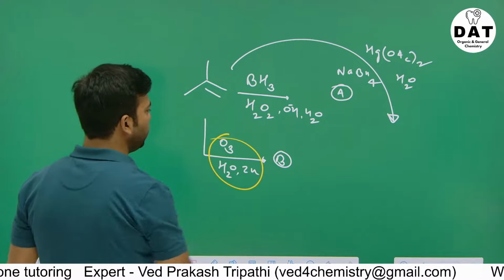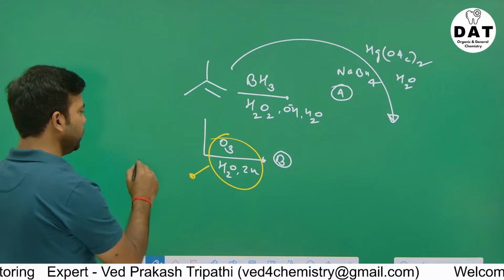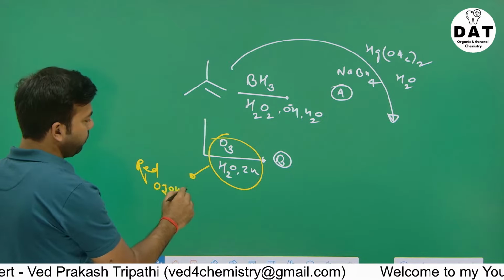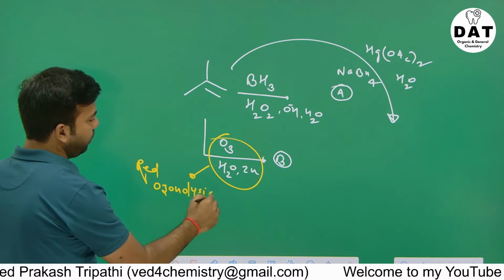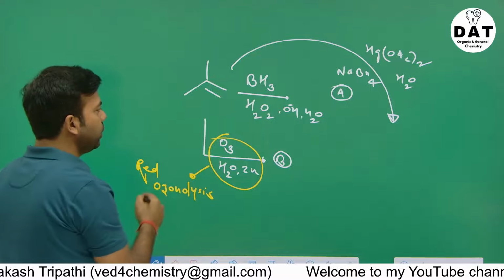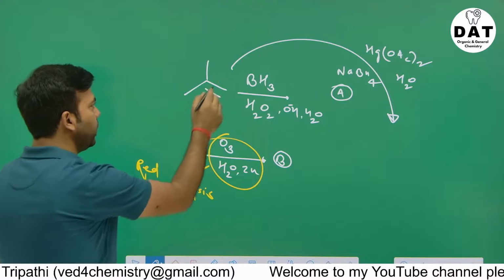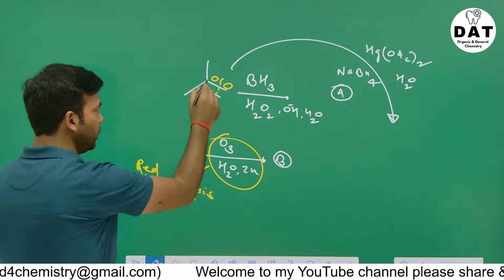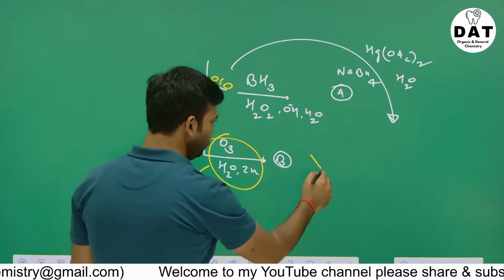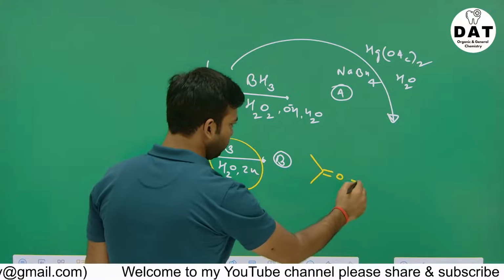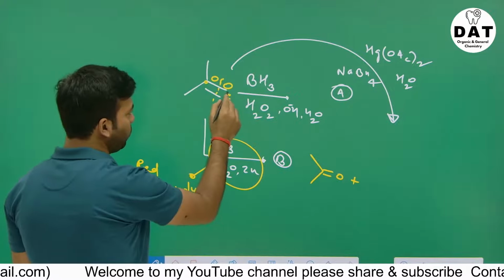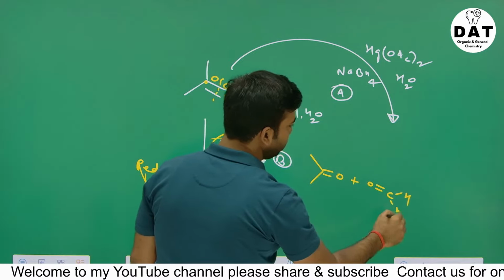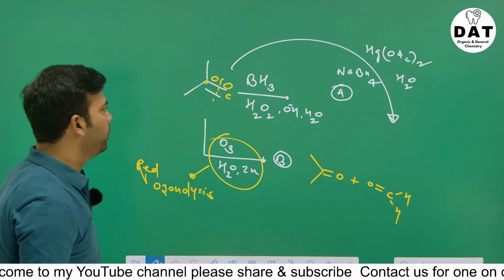This is O3, zinc, H2O. This is a reductive ozonolysis. Quite simple. Break the double bond carbon and just attach oxygen on both sides like this. Here oxygen, here oxygen. So you can see this carbon has a double bond O, and this carbon also has a double bond O with 2 hydrogens. Clear? So this is the structure of B.